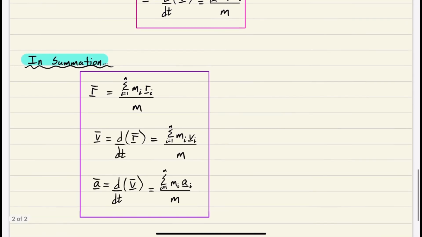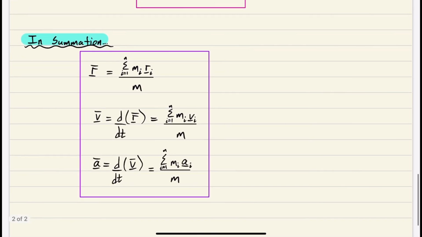So finally, in summation, these are our definitions for the location, the position vector of the center of mass, the velocity of the center of mass, and the acceleration of the center of mass. We'll be using this a lot moving forward for talking about systems of particles and in future examples.